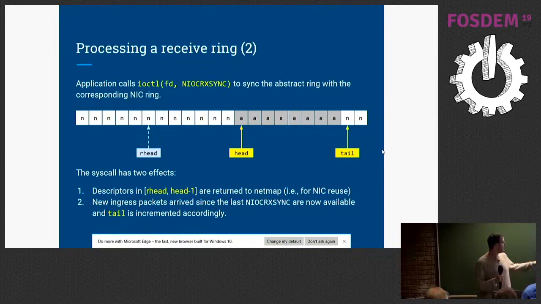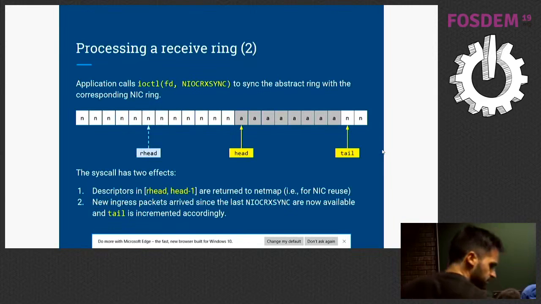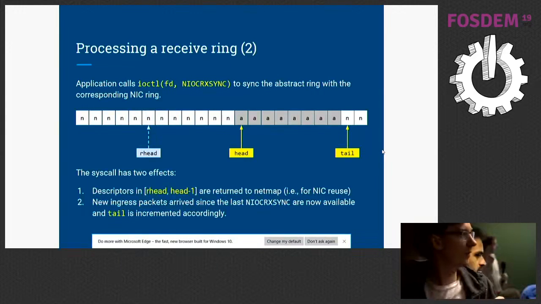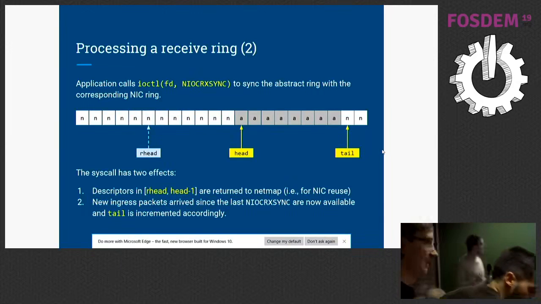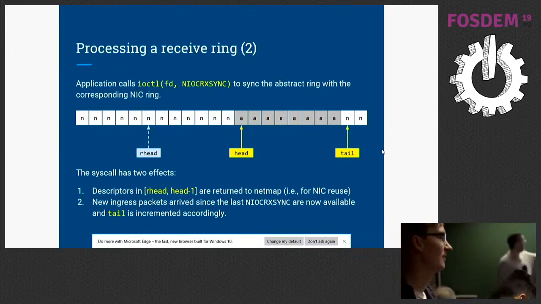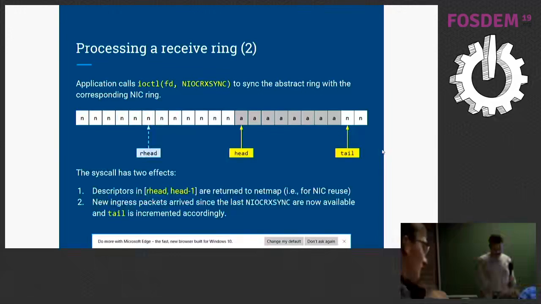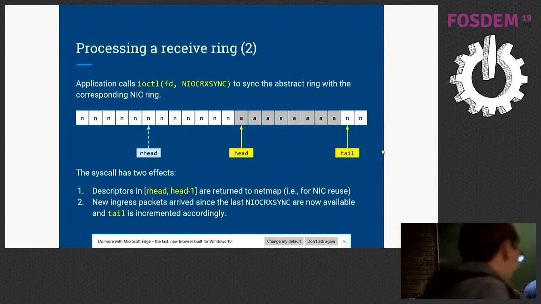So what happens, we have 2 effects here. Everything between the previous position of head and the new position of head is just returned to the kernel, is returned to the system for reuse, so that it can be used for receiving more packets. And if any new packets arrive since the last time we synced, tail is incremented accordingly. So in this case, we received 3 new packets. So this is a very simple synchronization between your application and the NIC.